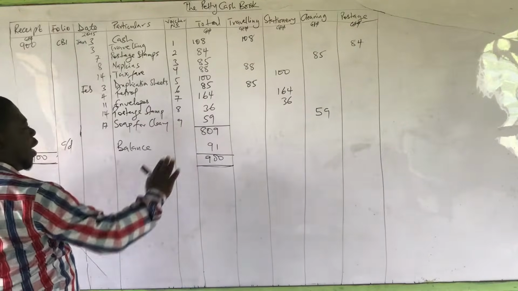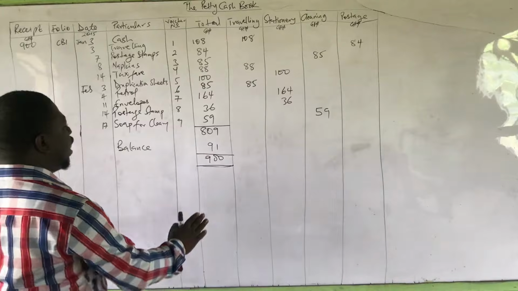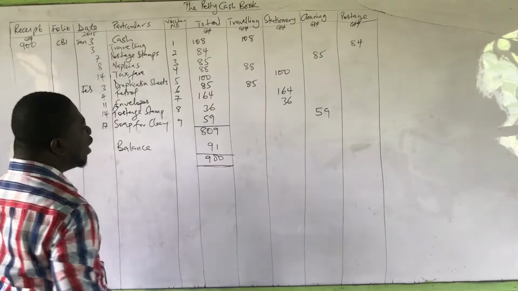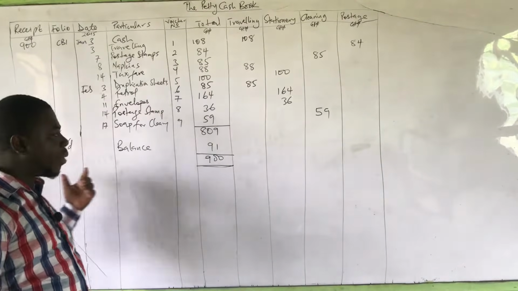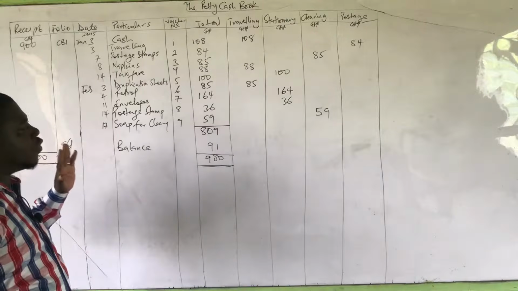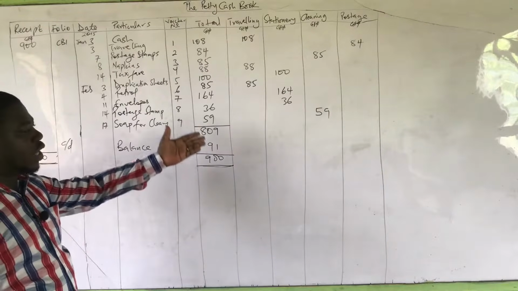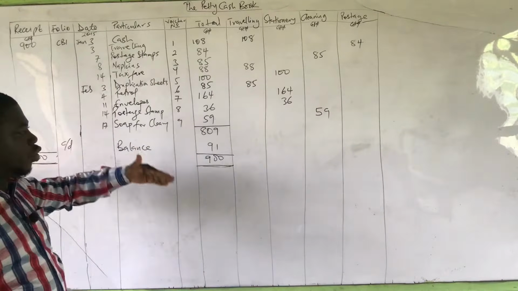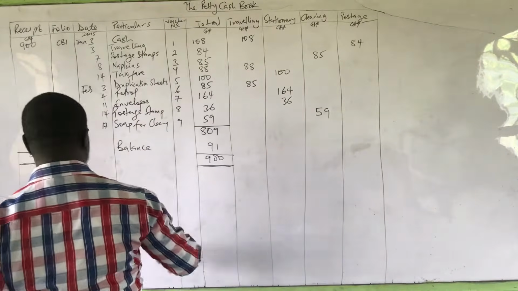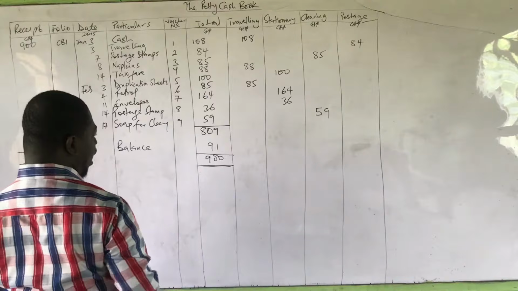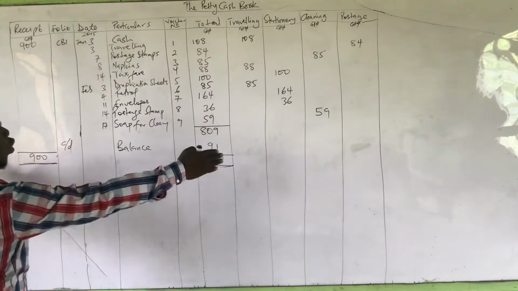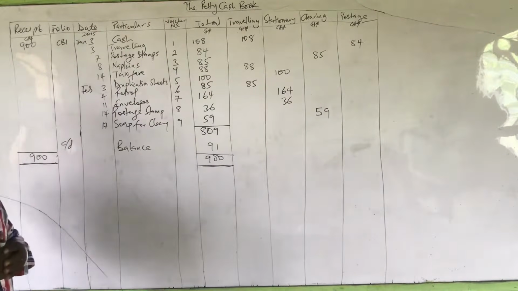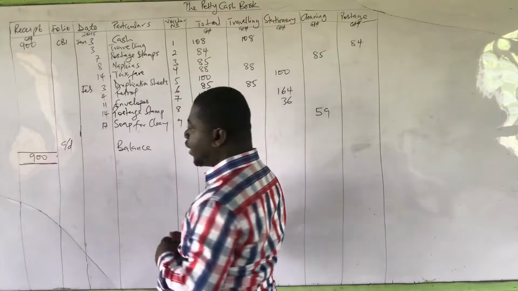Now, don't be confused by the total that I made. Even if you have not made this total, your difference will still be 91 if you are balancing this off. Just take note of that. I'm making the total so that it will be easier to compare. But if you still add up, just like we do normal balancing of accounts, we are going to have a difference of 91 as our balance carried down. And then the total for the debit and the credit side becomes 900 Ghana cedis.